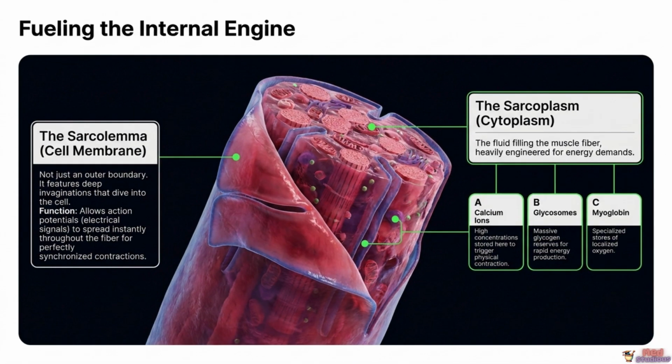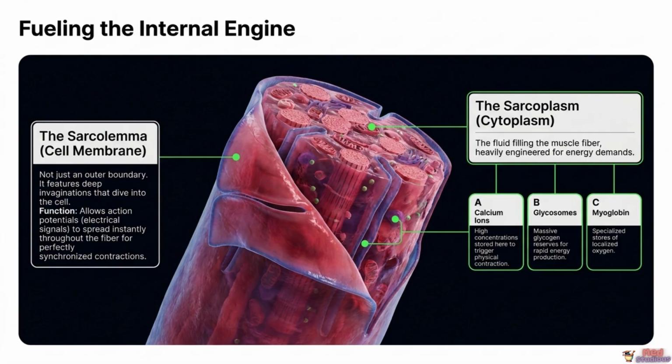What actually exists inside this massive tubular cell? First, let's look at its outer boundary, the sarcolemma. This is not just a simple flat membrane. It features deep, microscopic, tube-like invaginations that dive straight into the core of the cell. This brilliant design allows incoming electrical action potentials from your nervous system to spread instantly into the deep interior, guaranteeing the entire massive cell contracts perfectly simultaneously.